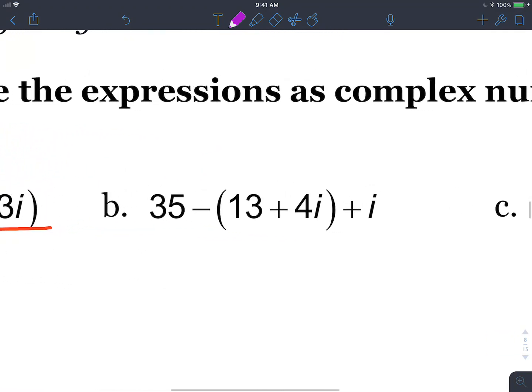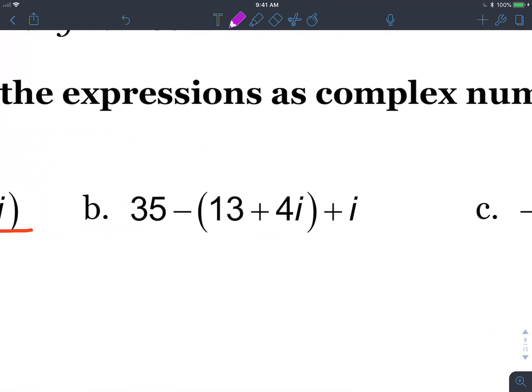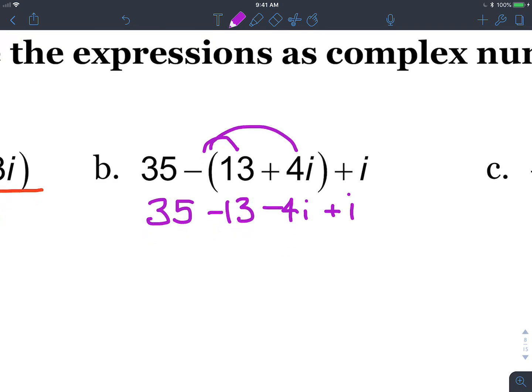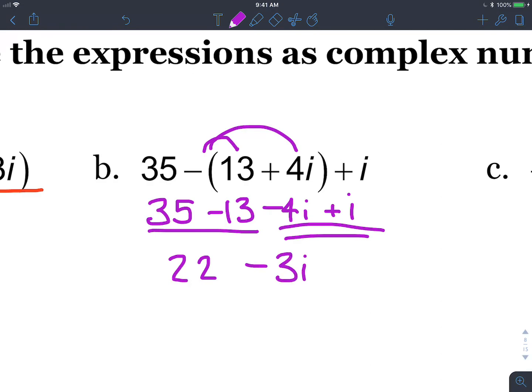So usually pretty straightforward. Now, if you have parentheses with a negative outside the parentheses, usually it's a good idea to distribute into the parentheses. So that'd be minus 13 and then minus 4i and then plus that last i right there. Combining like terms, that's 22, and combining your i's, that'll be minus 3i. And that'll be it.